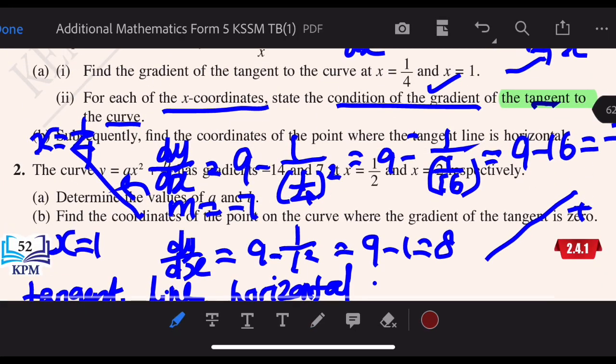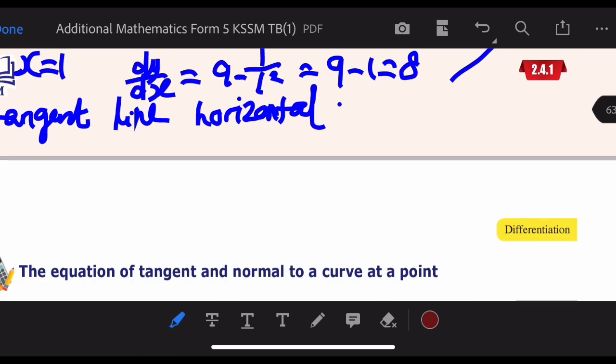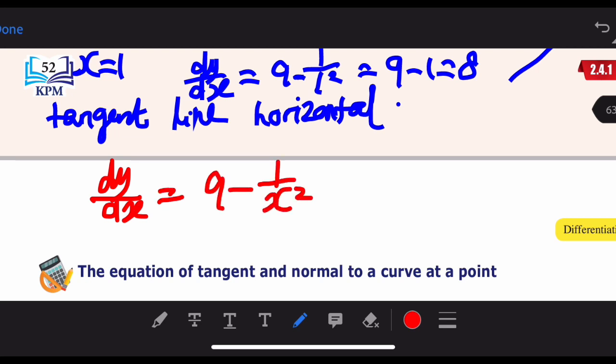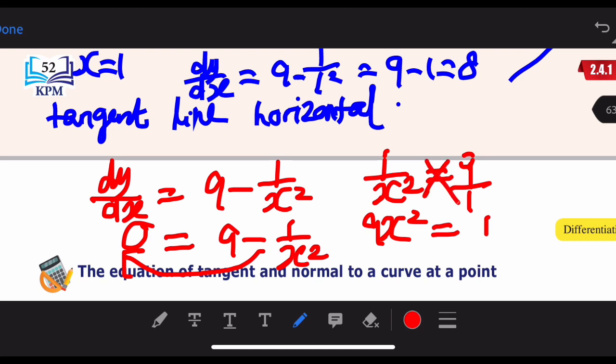Now, our dy/dx is 9 minus 1 over x squared, right? So we let dy/dx equal to 0. So 0 equals 9 minus 1 over x squared. So 1 over x squared is equal to 9, right? You bring this to the left, so that means x squared, you cross multiply like this. So x squared is 1 over 9. So you should have 1 or 2 values? 2, you have plus and minus.